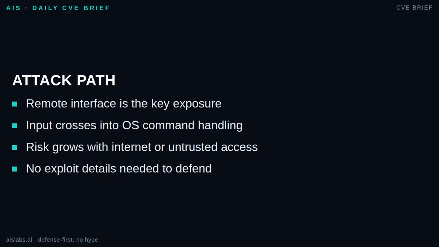Second, think about trust boundaries. If a request can arrive from an untrusted network, a partner network, a user segment, or the internet, and the vulnerable component processes data that reaches command construction, that is the risk zone.